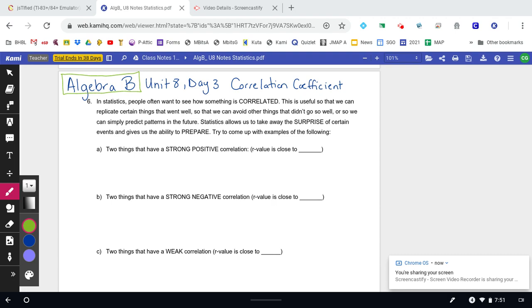Hi, everyone. We're going to continue our conversation about Unit 8, Day 3, our correlation coefficients, and this is going to be part 2 of our lesson.